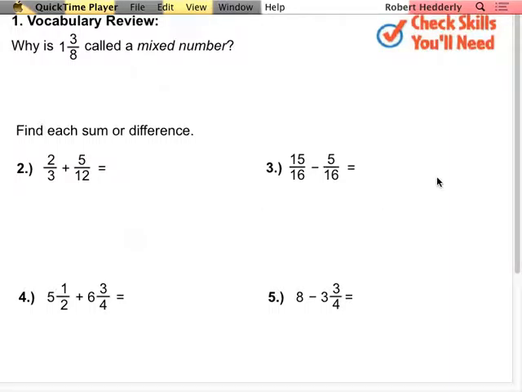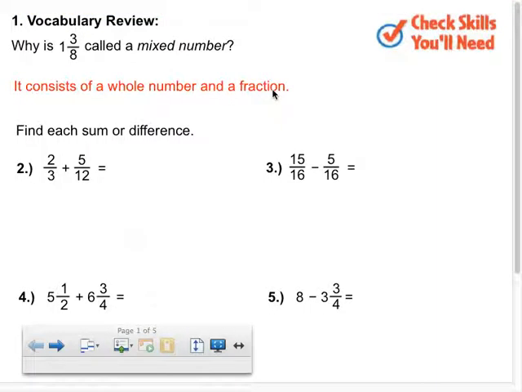Okay, this is lesson 9. Who has the first question of the warm-up vocabulary review? Why is 1 3/8 called a mixed number? Nathan in the back. Because it is a whole number and a fraction. Nice. There we go. It consists of a whole number and a fraction. Any questions about that? That was a pretty easy one.